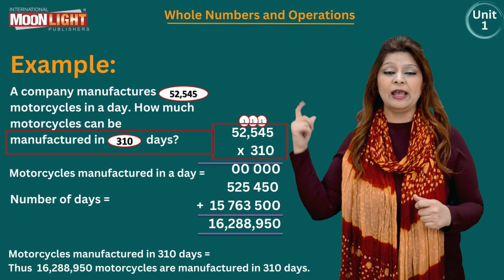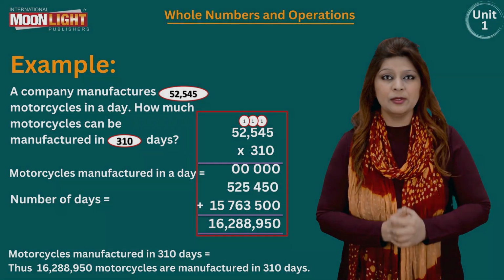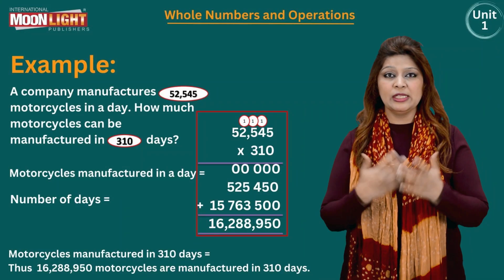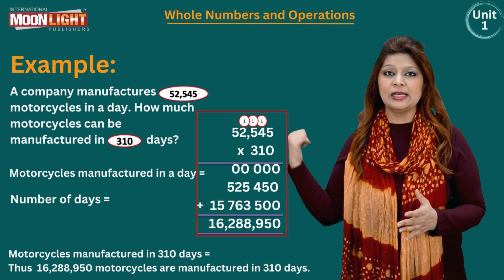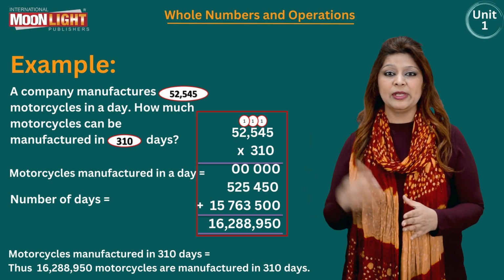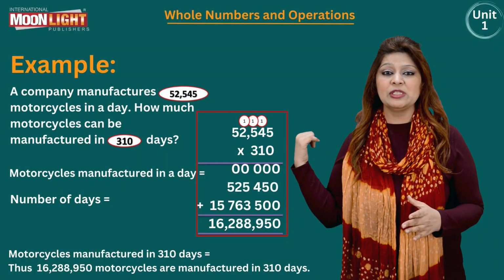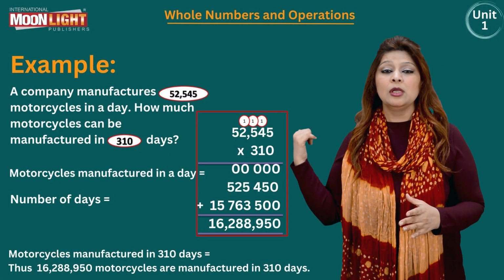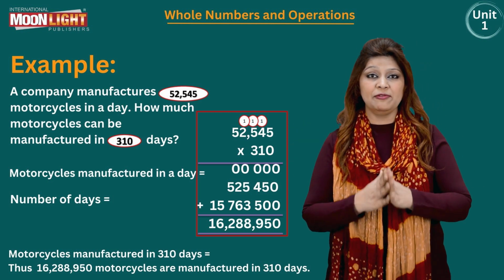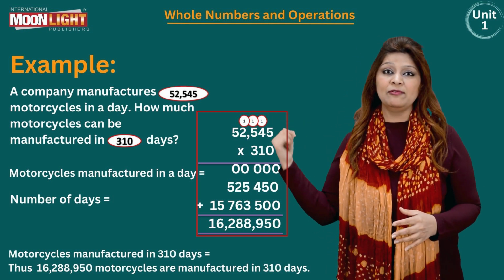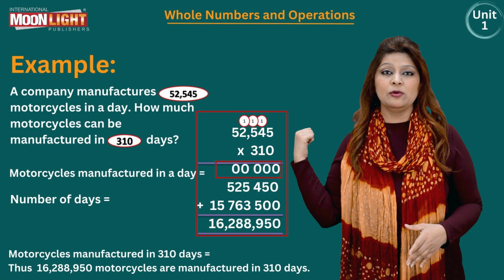So we are going to have this multiplication process, because now we are going to do the solution step by step. Here you can see these are the steps. I will write the numbers and the multiplication symbol. Now I will multiply the whole 52,545 by 0. We will have how many zeros? We will have 5 zeros, so I will write 5 zeros here.